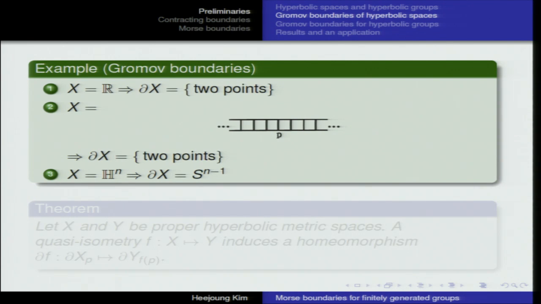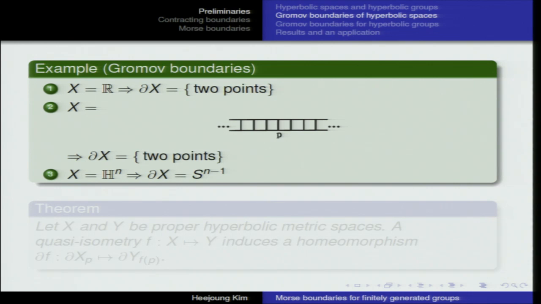Now let's see some examples. So the first example is, let X be a real line. Then pick a base point, P. Then we have just 2 geodesic rays, like this side and this side. So the Gromov boundary is just 2 points with discrete topology.